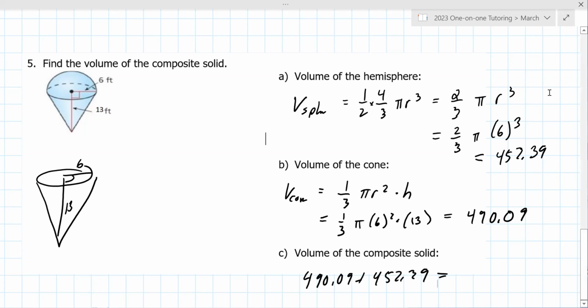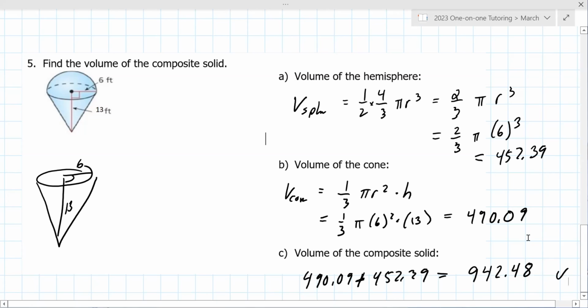Okay, wait, I'm still writing it down. Okay, I got 942.48. Very good. Units here would be like feet cubed.